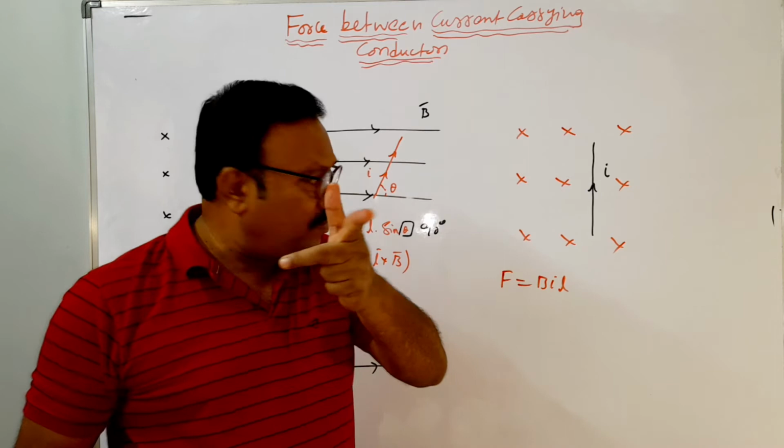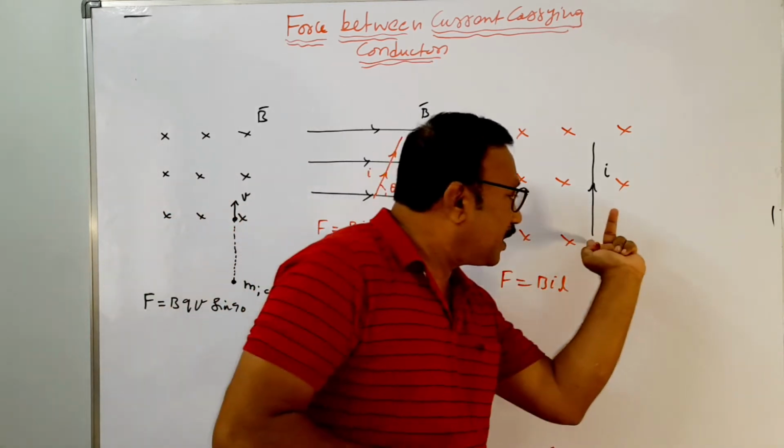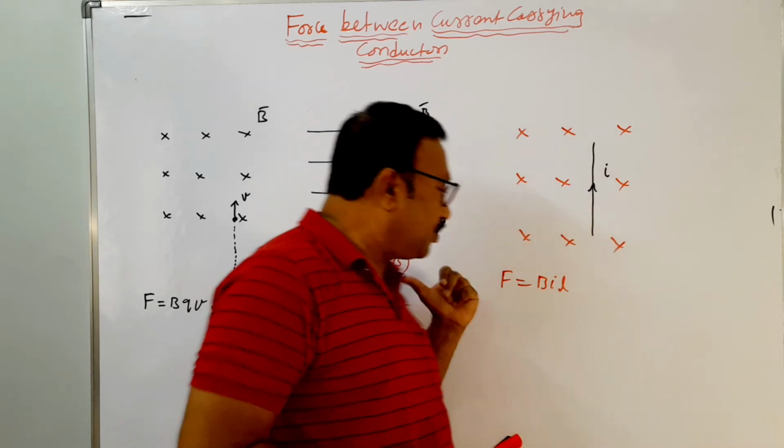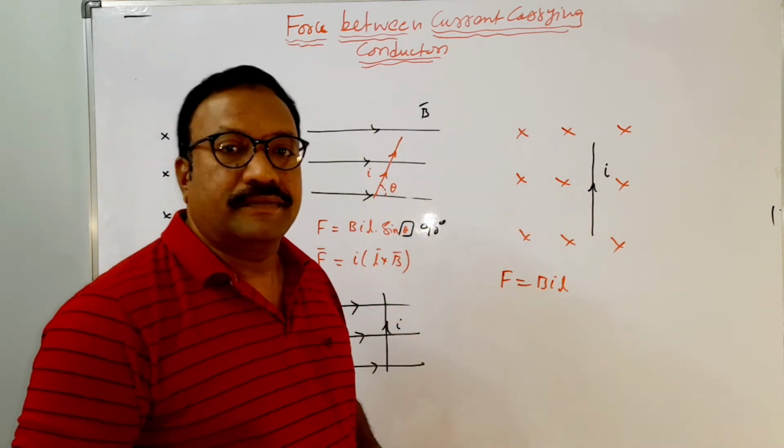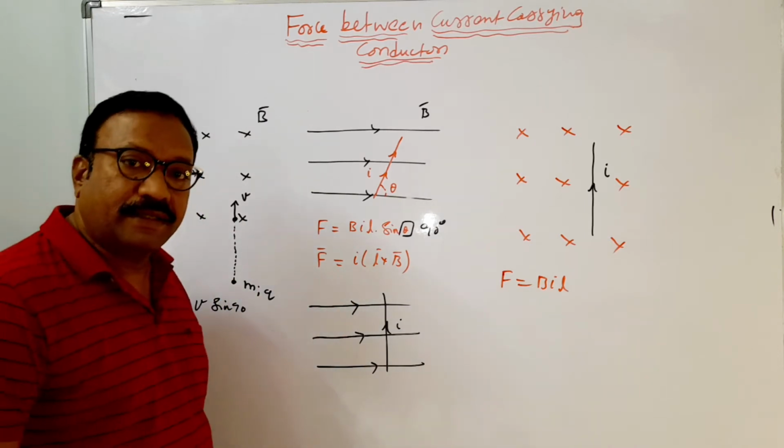So this is the direction of magnetic field, into the board. This is the direction of current, in upward direction. So force will be acting towards left. So all these are found to be interrelated here.